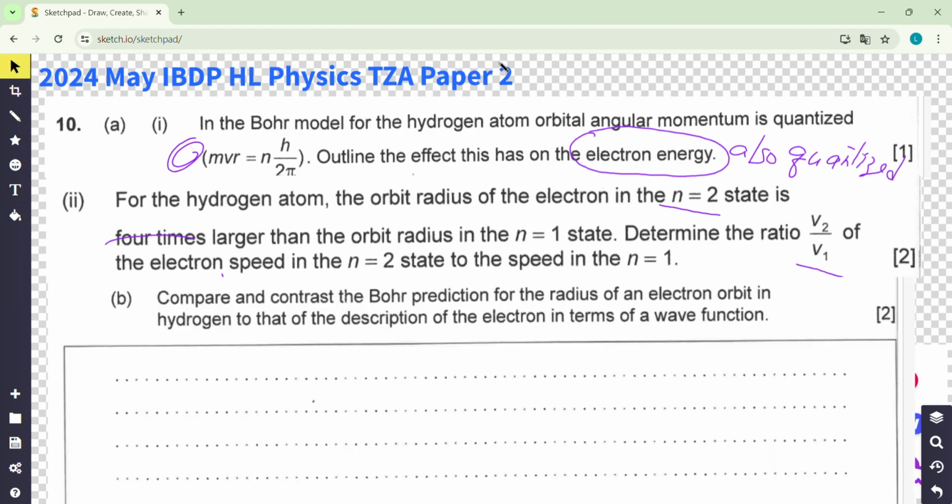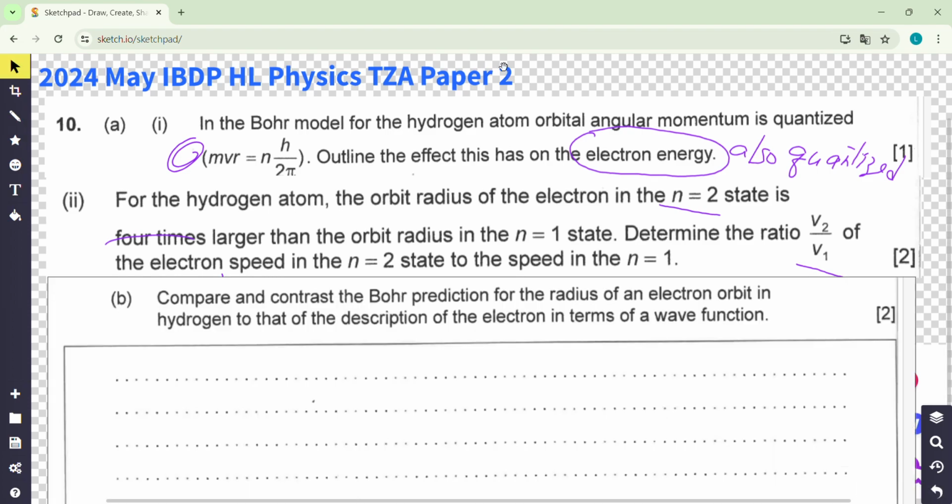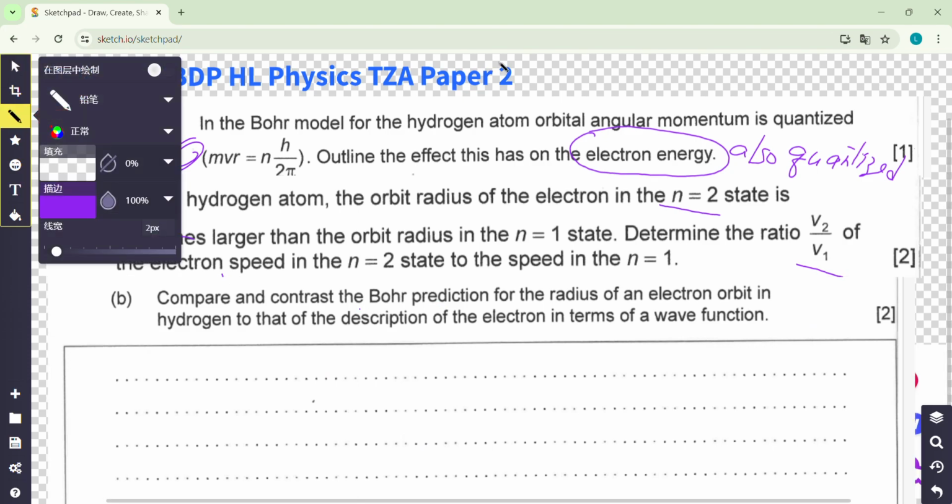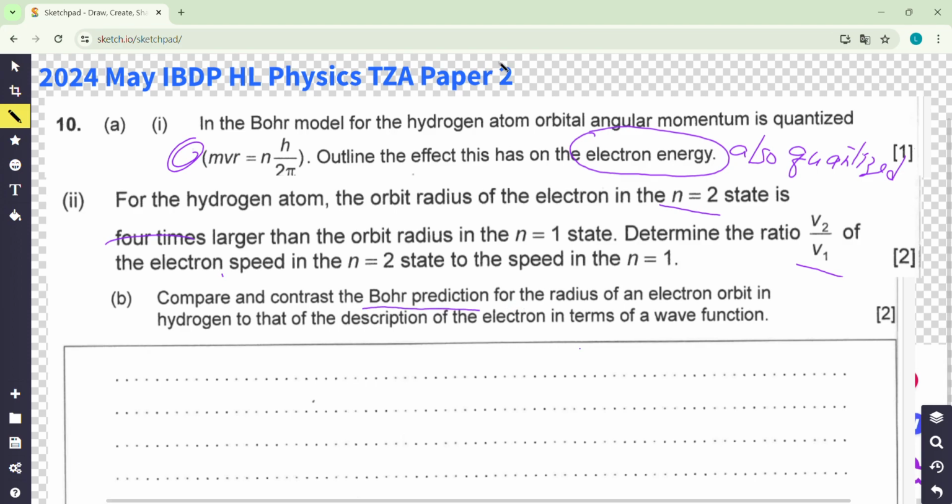Okay, next one. Part B is another type of question. It is about some concept. Let me change back to the pen first. Compared to the Bohr model and the more advanced wave function model, what is the difference? By the Bohr model, the radius takes on definite values. Bohr predicts the radius has definite values. If we find the radius, it must give you definite values.